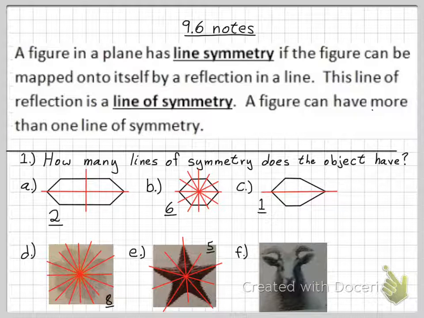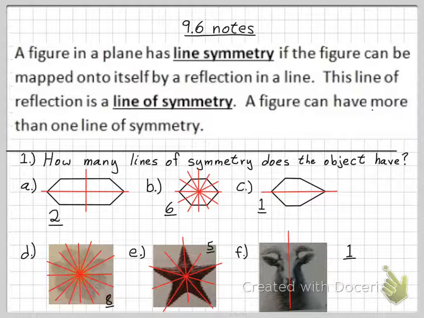The face of this sheep, I guess it is. Sorry, I didn't grow up on a farm. I don't quite know what that's supposed to be, but I guess it's a sheep. How many lines of symmetry does it have? Well, just one. And for this figure, I think that's true.